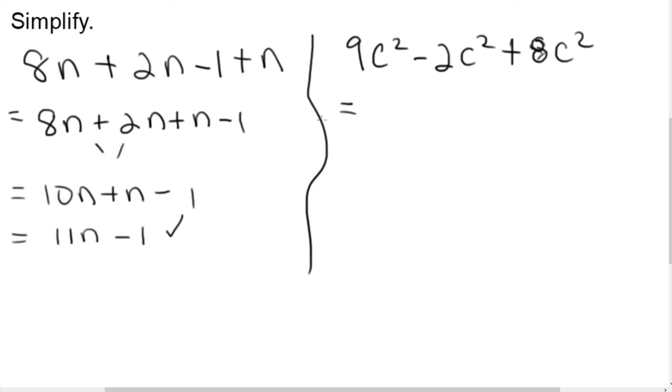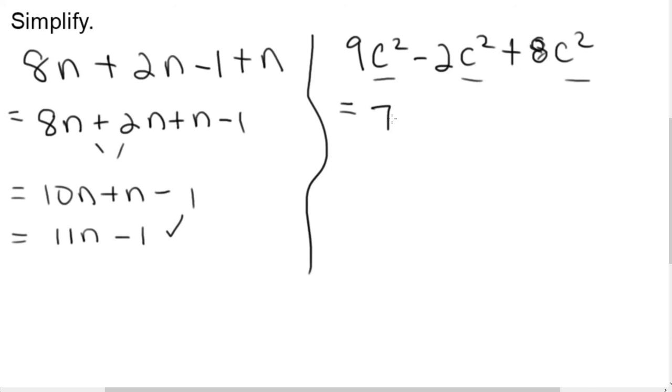Pause video and try this example. Okay, if you said all of these are like terms because they have the same variable. So I have 9c squared. When we have the same, it's the same as operations on integers, where you take the difference of the absolute values of the terms and you bring down the sign of the larger.